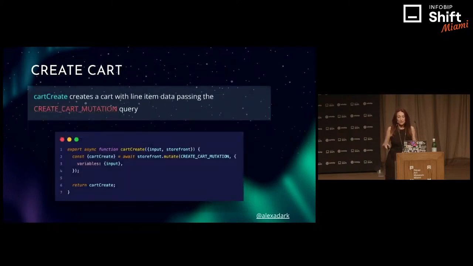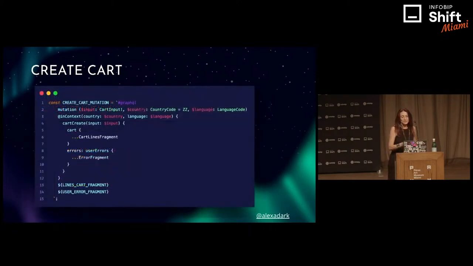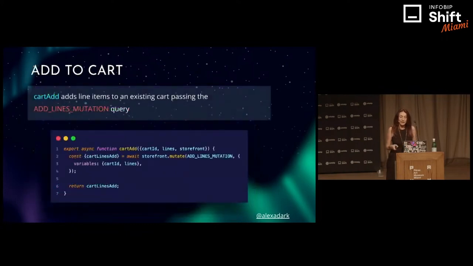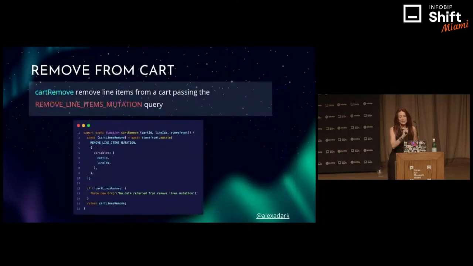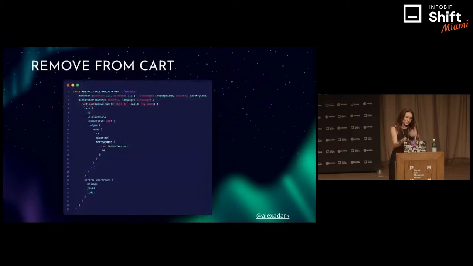The cart create function creates the cart with line item data by passing the create cart mutation query. So we use storefront.mutate and we pass the query. This is the query. Then the cart add function adds line items to an existing cart by passing the add lines mutation query. And here we have the cart ID and the lines, which are the products, as variables. And this is the mutation. And the cart remove function removes line items from a cart by passing the remove line items mutation query. And here we have the cart ID and the line ID as variables. This is the mutation. You can look at it later.